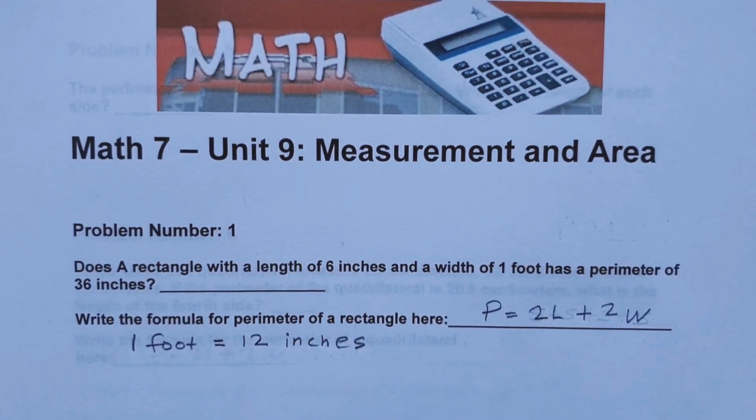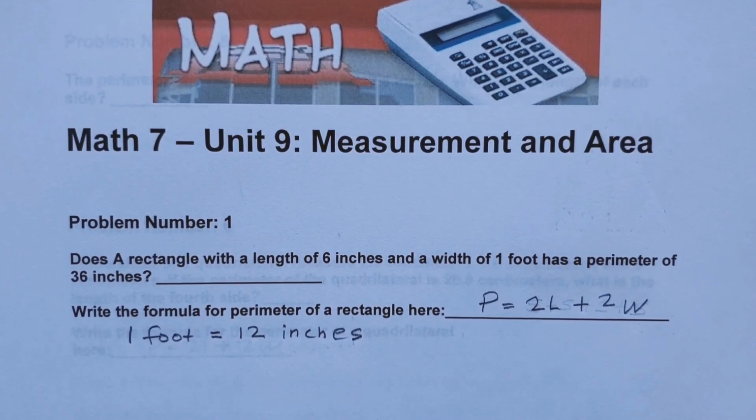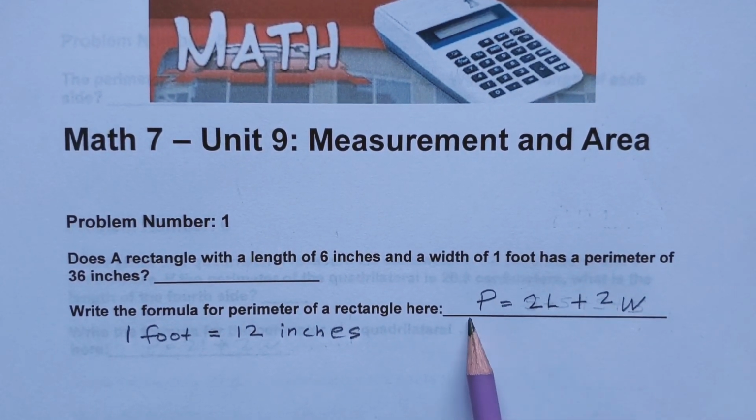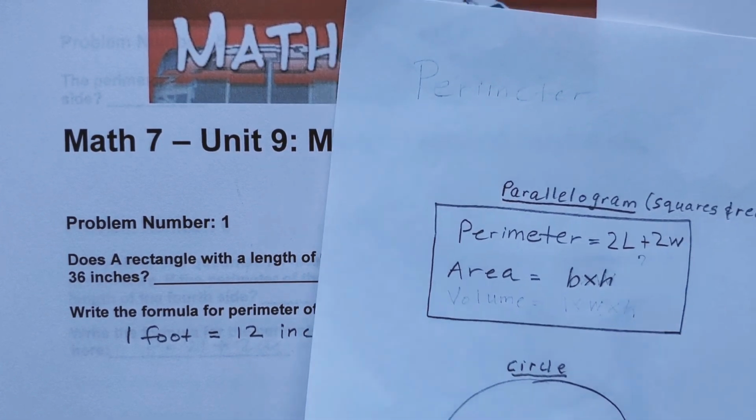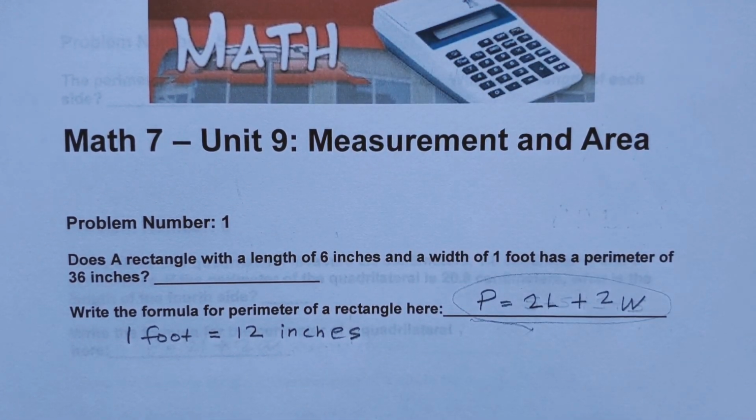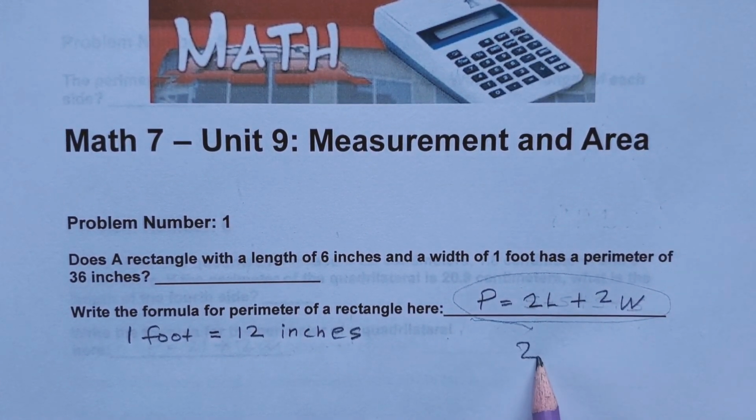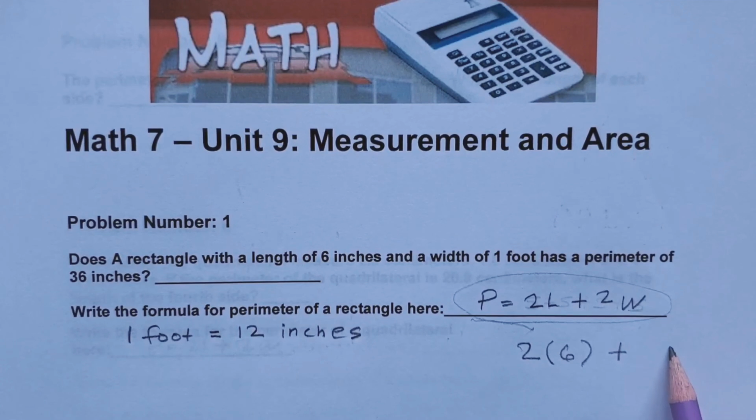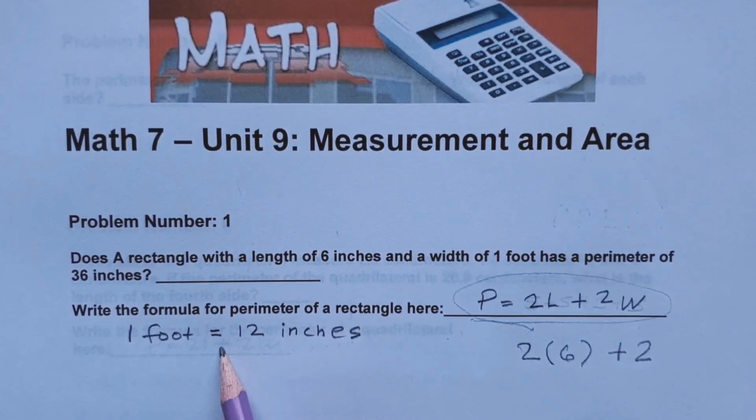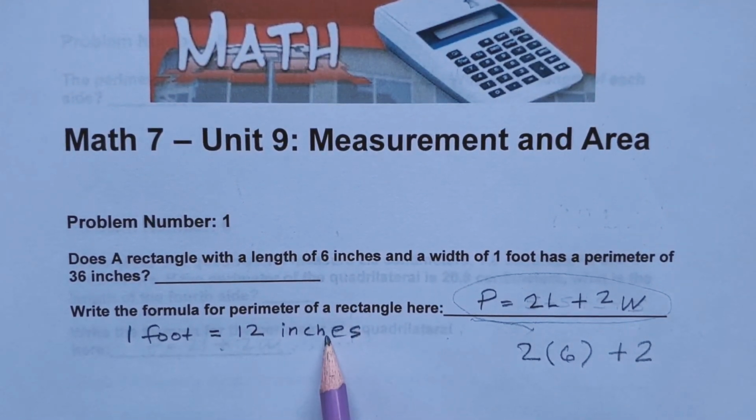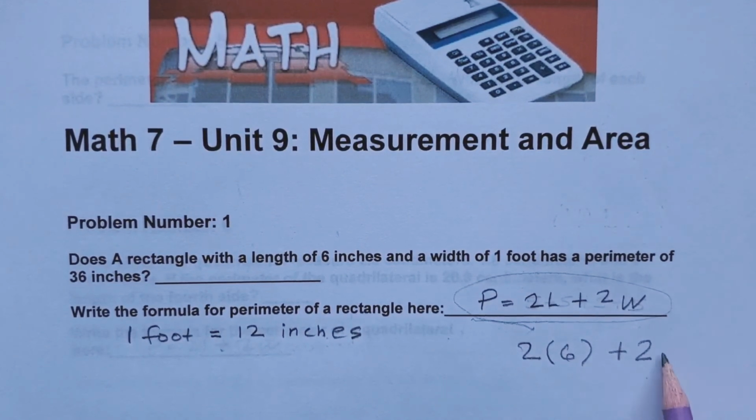Problem number 1. Does a rectangle with a length of 6 inches and a width of 1 foot have a perimeter of 36 inches? Well, first you're going to have to know which formula you're going to use, and that was on the formulas you should have memorized in the unit. To find the perimeter of a parallelogram, you have to know the length, which they tell us is 6 inches, and you need to know the width. They tell us the width is 1 foot, but before you can do this problem, you have to convert your feet to inches. So instead of our width being 1, our width is 12.